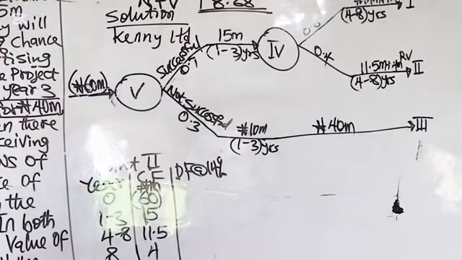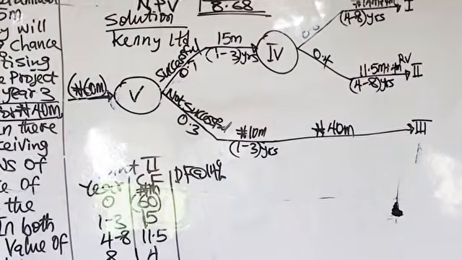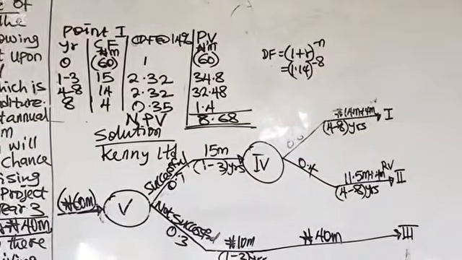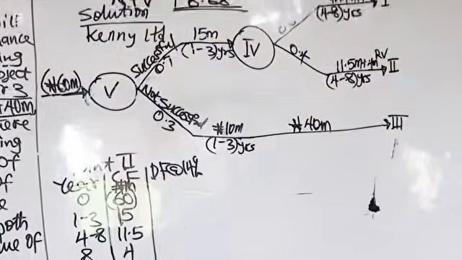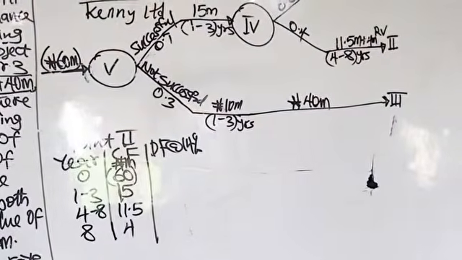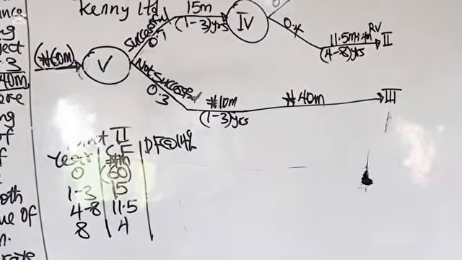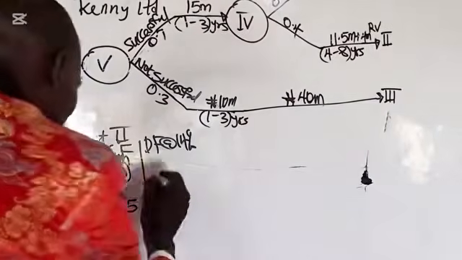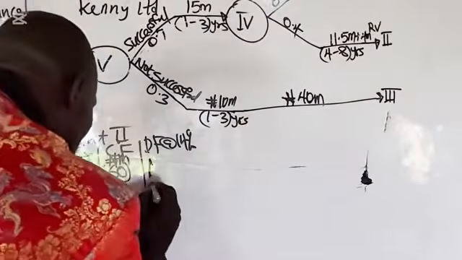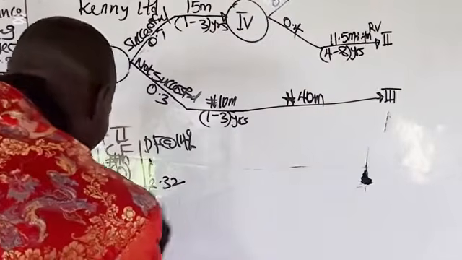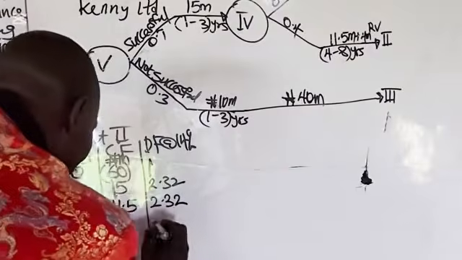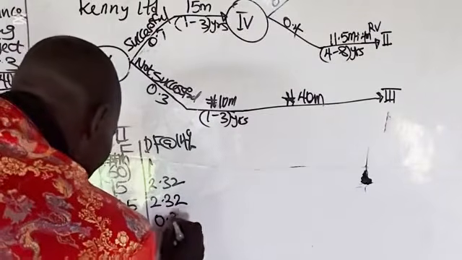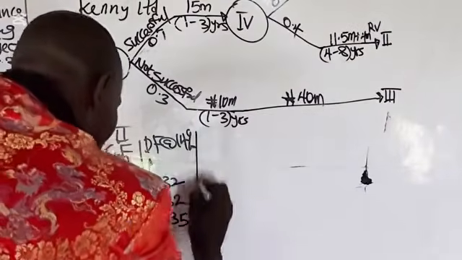So the same calculations we have done will be used. The cumulative factors are 2.32, 2.32 and 0.35, so we can use the same values. So year 0 is 1, year 1 to 3, 2.32, year 4 to 8, 2.32, year 8, 0.35. What is the PV of that?